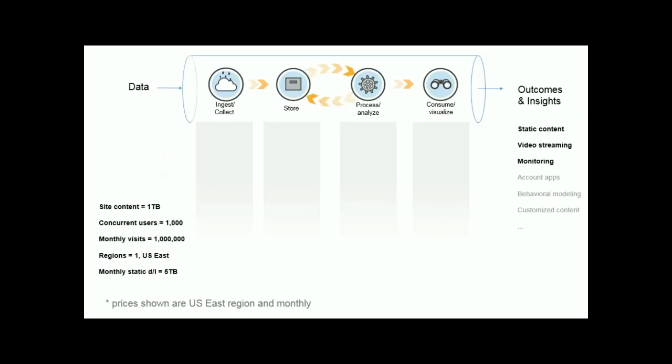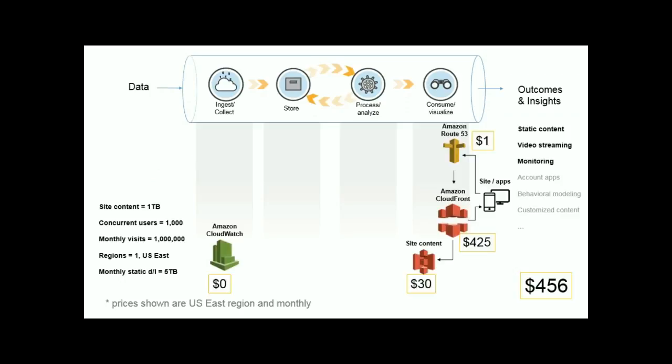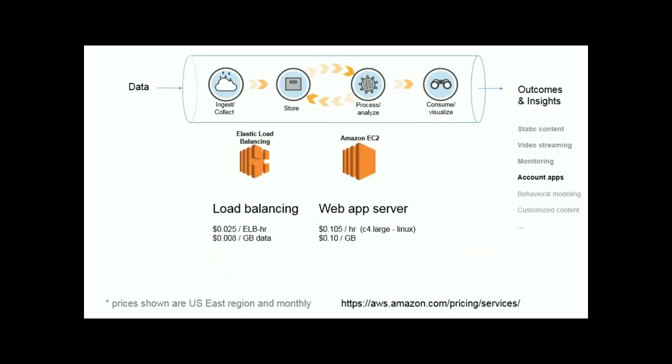So here are the same metrics that we had before. Let's say we have a site that hosts about 1 terabyte of content, 1,000 concurrent users, maybe 1 million monthly visits, serving this out of US East to begin with, and 5 terabytes of monthly static download. So here's the structure, right? This should look familiar from the previous cases. We're using Route 53, which in this case is quite inexpensive at $1, and hosting that site content is quite reasonable at $30. The big cost that you'll see within this environment is CloudFront, because we're putting a lot of the load onto CloudFront, but it's still only about $400 a month at these levels.